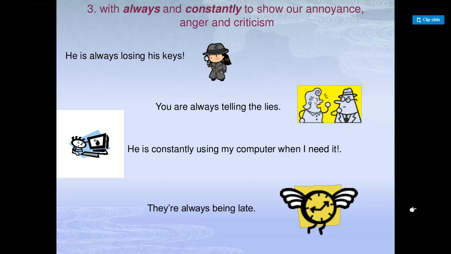With always and constantly to show our annoyance, anger, and criticism. He is always losing his keys. You know, these uses of the present continuous are a bit rare to use, but we may use it for such cases.